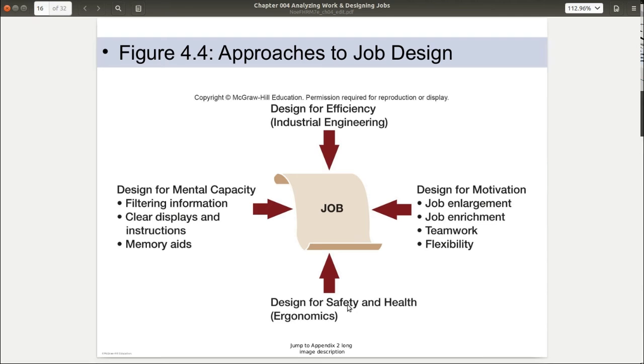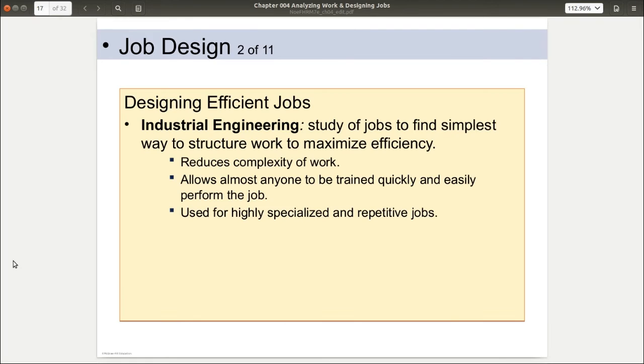Maybe one of the things you want to do is design for safety. So, for example, if you're talking about firefighters, one of the things they'll do is design those jobs to make them as safe as possible, because those are inherently dangerous jobs. And designing for mental capacity. Maybe you want to design things for a scientist or an architect or something along those lines. So when you start thinking about industrial engineering, one of the things you're trying to do is reduce the complexity. In other words, what can we do to reduce the number of steps that has to happen in order for someone to get the job done?